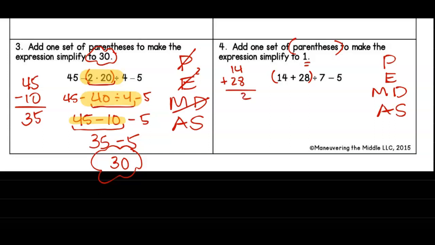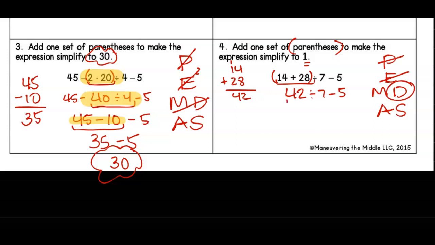So 8, that's 12, 2, 3, 4. Okay, so this value is 42. If we place parentheses there, that always comes first. Do we have exponents? No, we're not doing that yet. Do we have any multiplication or division in this problem? Once we've rewritten this and rewritten the rest of the problem, do we have multiplication or division? Yes, we have division.